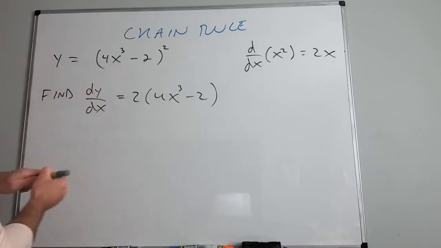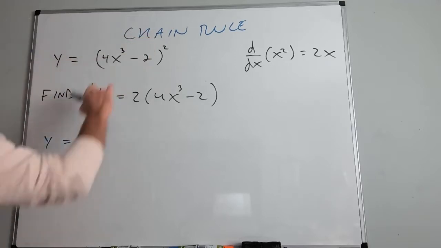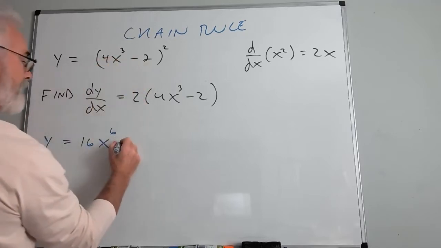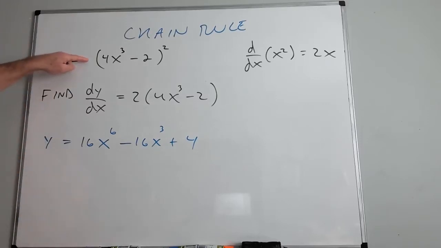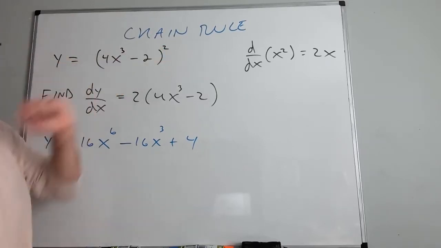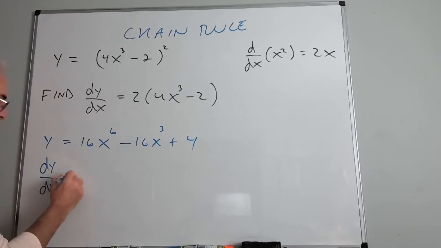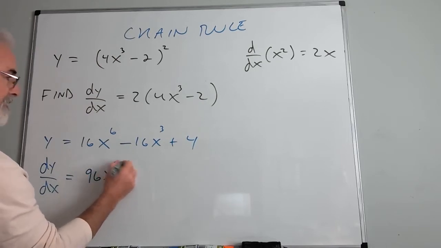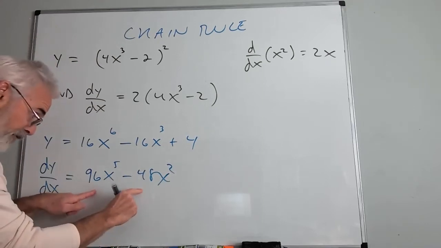Well, let me go back to y and actually square this out. Let's multiply that out. I'm squaring a binomial, so it's the first term squared, then 2 times first times last, and then the last term squared. So y is equal to this. I only picked a 2 so it wouldn't be terrible algebra. Now I know this is y, so dy dx is the derivative of this. So this would be 96x to the 5th minus 48x squared. I have absolute certainty this is the derivative.